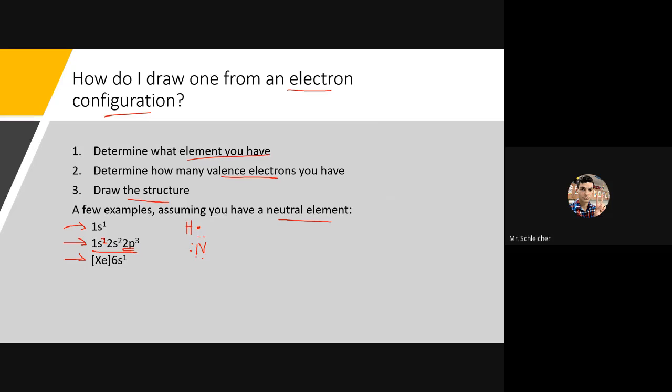Wait, I think I drew too many. 1, 2, 3, 4. There we go. Okay, and that is how we draw it from that electron configuration.